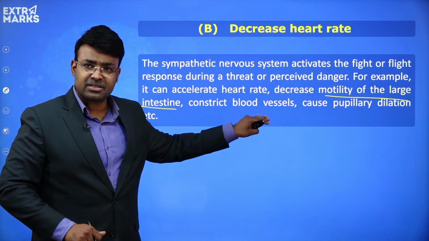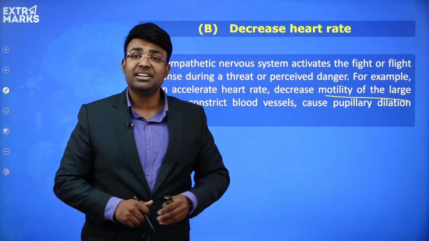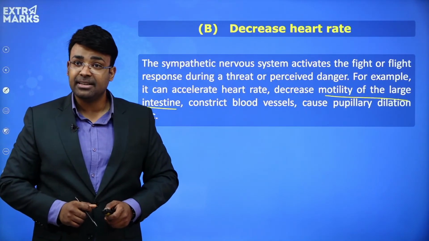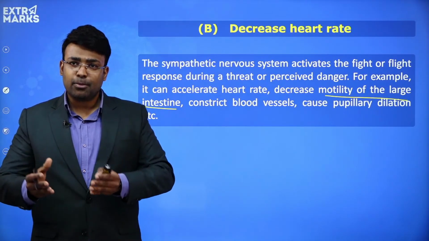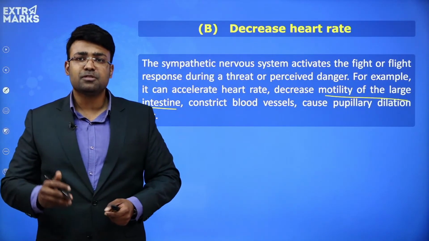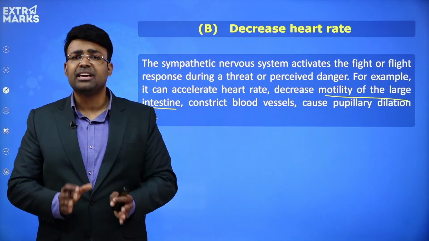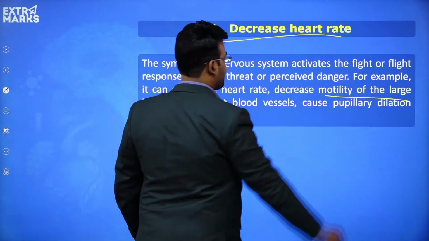Constriction of the blood vessels so that the blood can flow faster. Pupillary dilation so that we can see things more accurately, more sharply. So these are some of the things that happen when the sympathetic nervous system gets activated during a threat situation. So which thing is not happening at this time? It is the decrease in the heart rate.